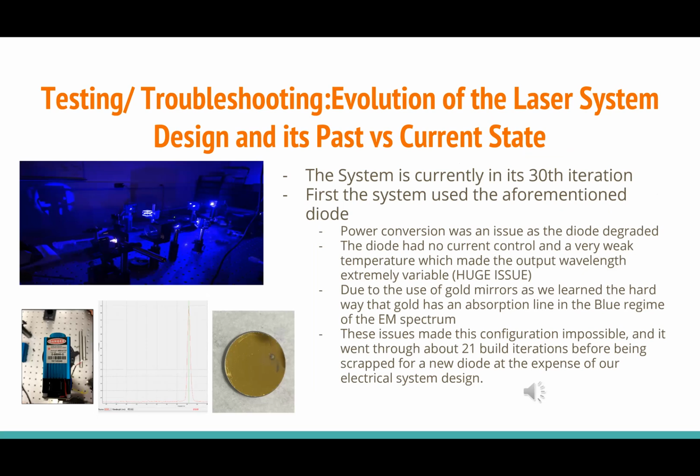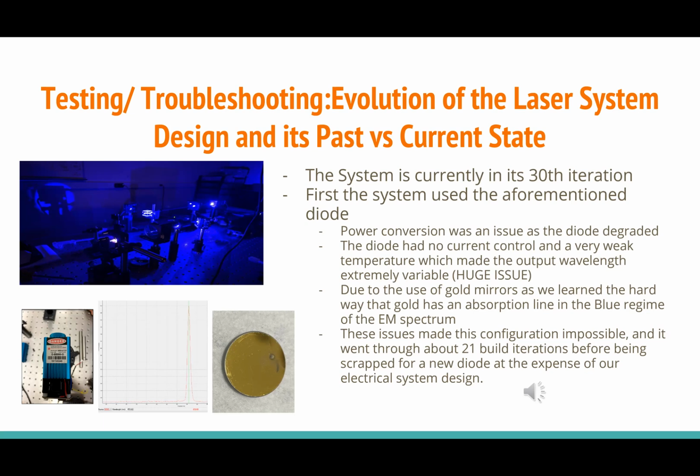In the testing and troubleshooting of this laser system, it has gone through many evolutions and iterations. The system itself is currently in its 30th iteration and is much different from the aforementioned system. This is because the first diode that we were using actually degraded further as we used it more. To give an example, the diode needs to be around 444 nanometers. It began already at 450 nanometers, but the target wavelength is well within its full width half max. So we figured it should be fine.